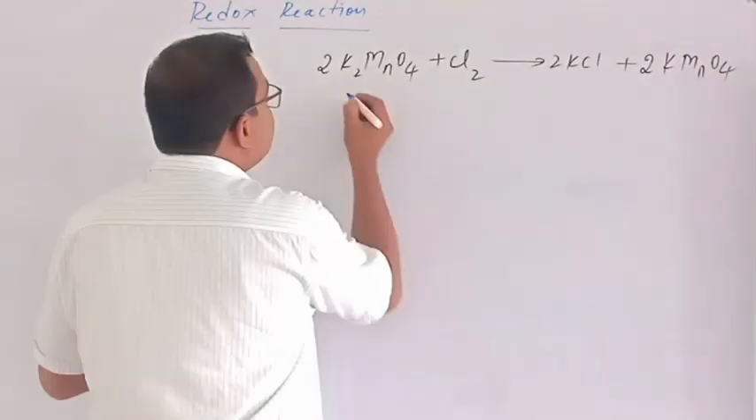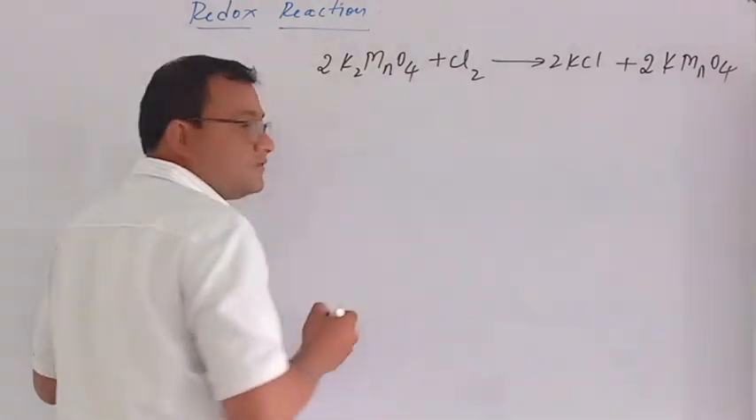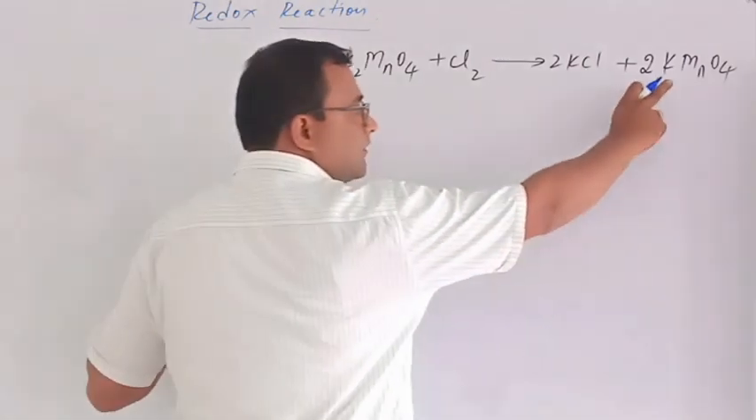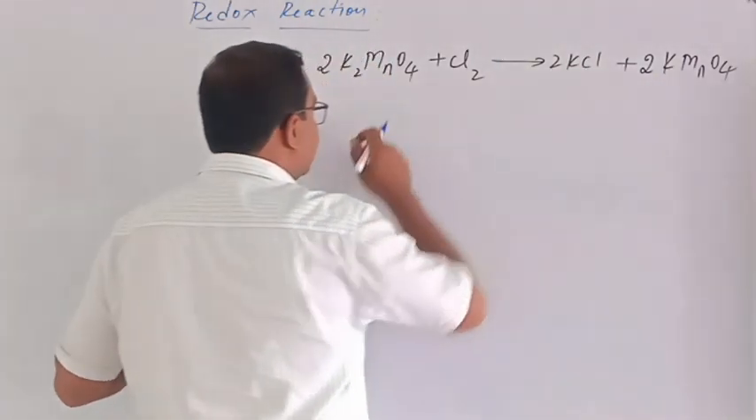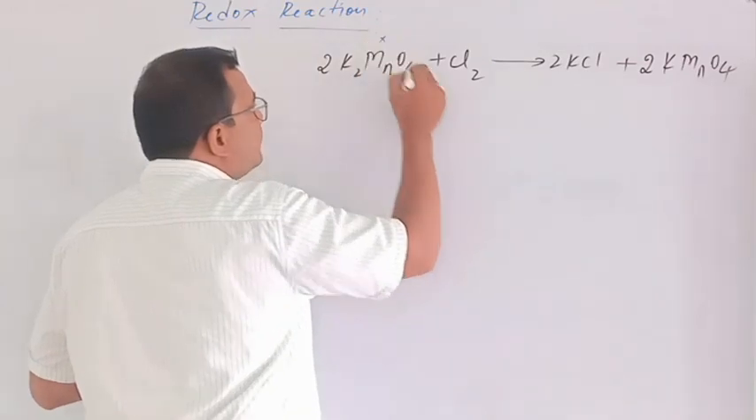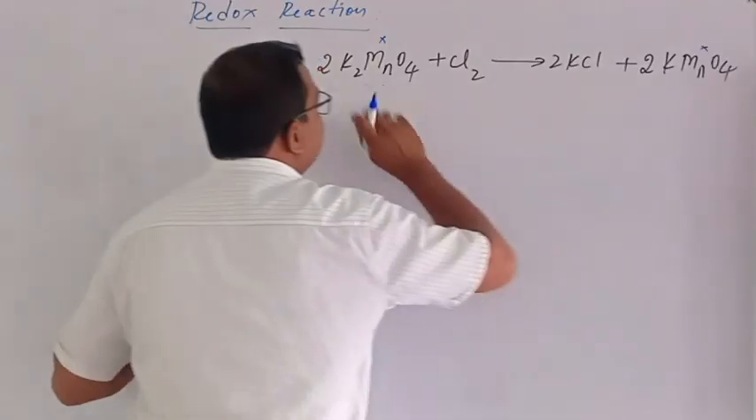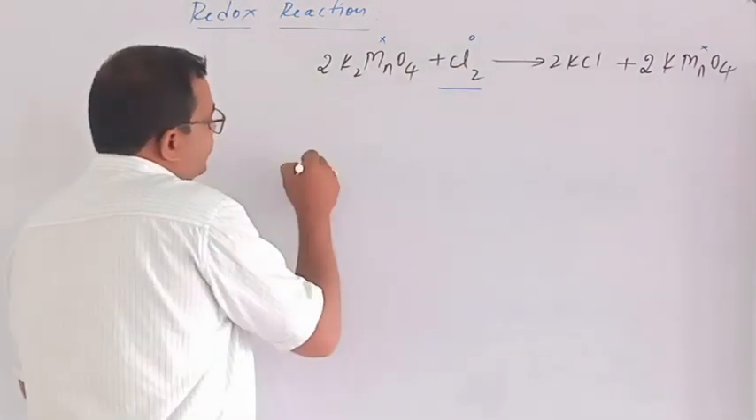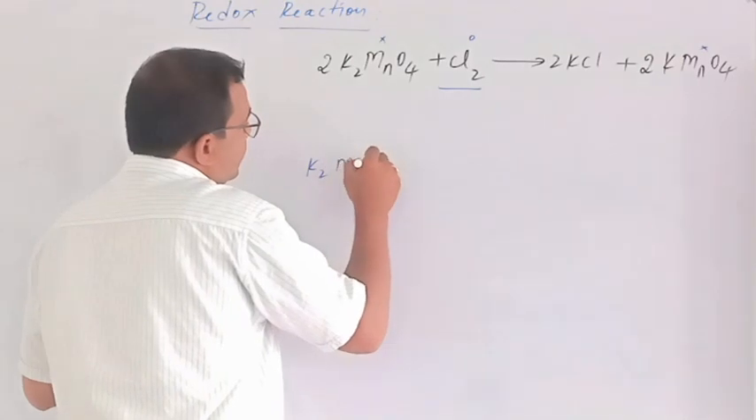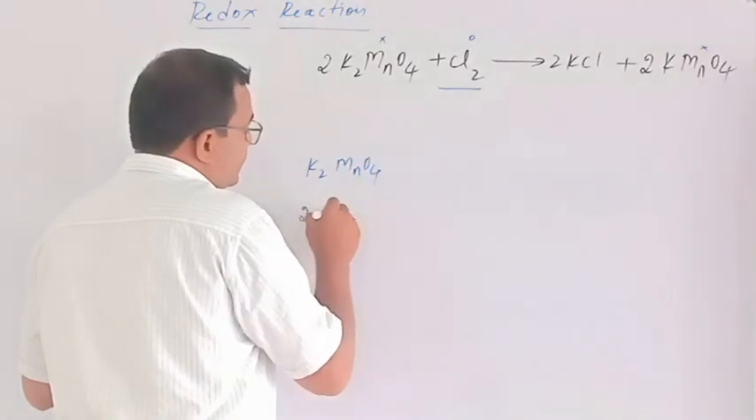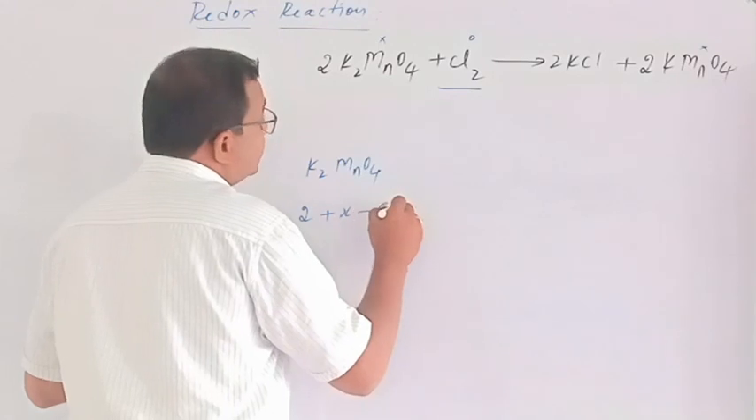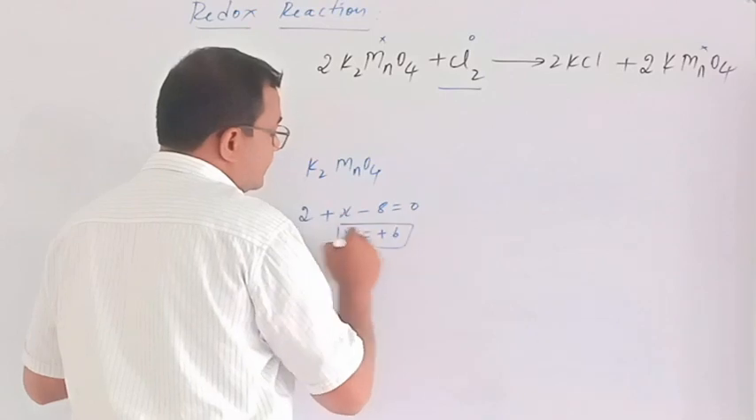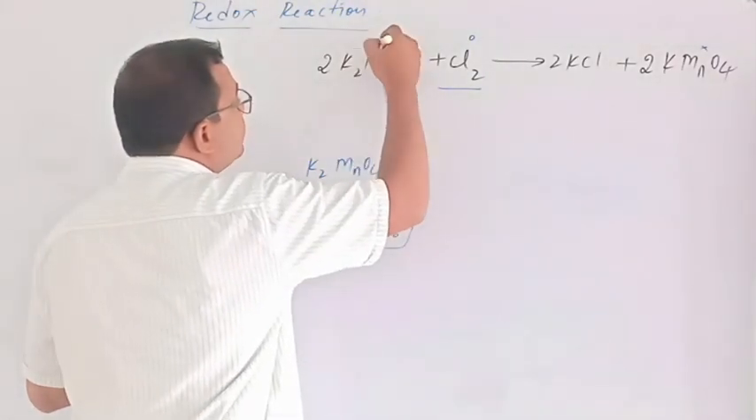I see here K2MnO4. This is called potassium manganate. This is called potassium permanganate. So, potassium manganate. Calculate the charge of this, the charge of this. Chlorine is in the free state. Now, K2MnO4: 2 plus x minus 8 is equal to 0. x is equal to plus 6. So x is equal to plus 6.